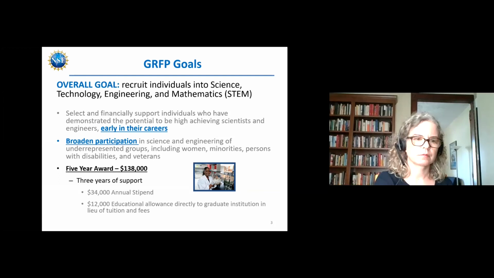Okay, so the thing we want to do is we want to select and support individuals that have the potential to be high achieving scientists early in their careers. We also want to broaden participation in STEM for underrepresented groups, including women, minorities, persons with disabilities, and veterans. The award comes out to about $138,000. That gives the applicant, then fellow, 3 years of support with a $34,000 stipend and $12,000 towards their educational tuition and fees.